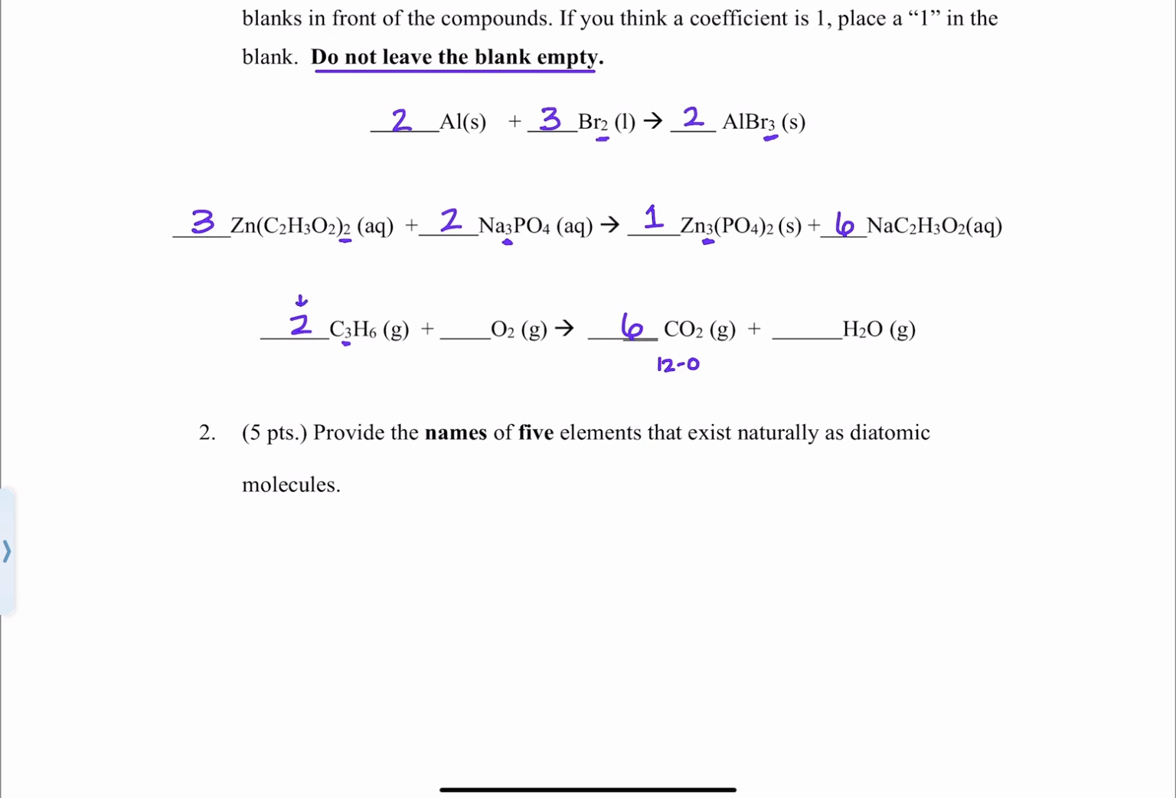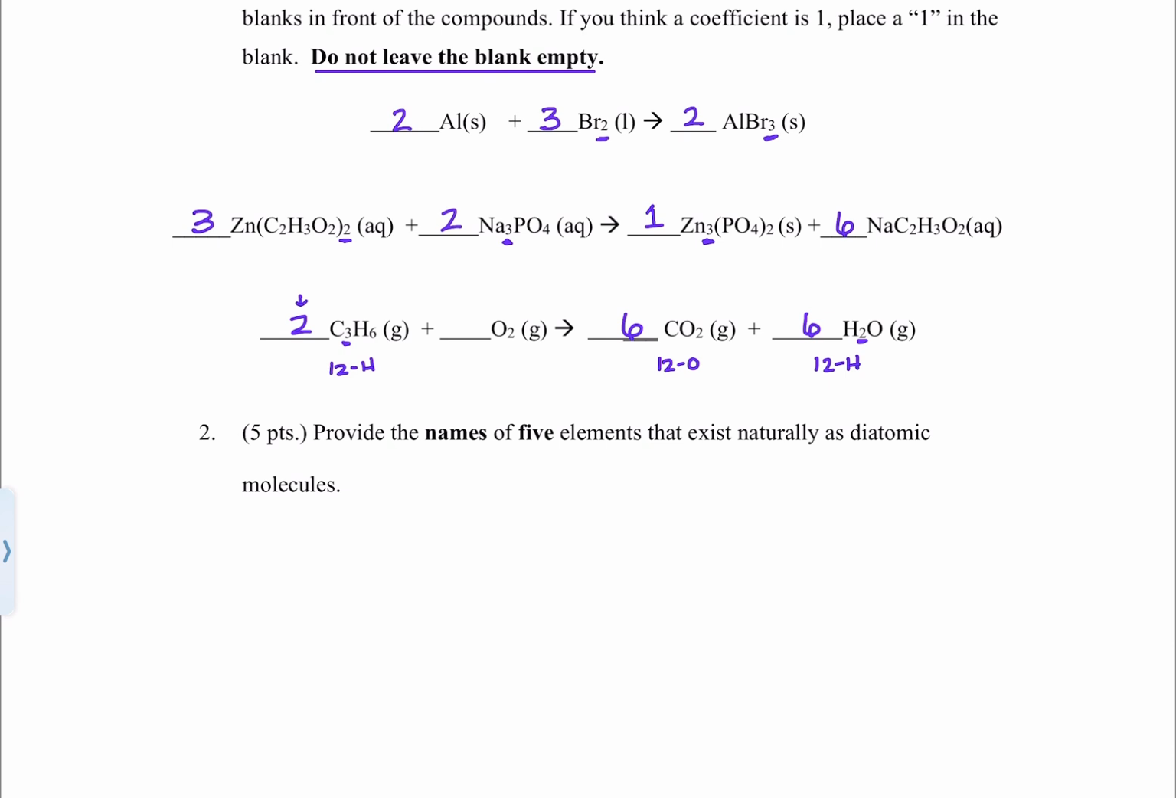We also, by placing a 2 right here, have changed the number of hydrogens. We have 12 hydrogens on the reactant side, so let's make sure we get 12 hydrogens on the product side. I need to place a 6 right here. 6 times 2 is 12, so we have 12 hydrogens on this side. So our hydrogens and our carbons are balanced as is.